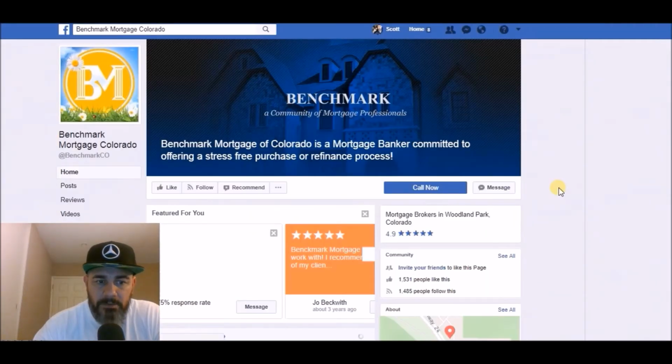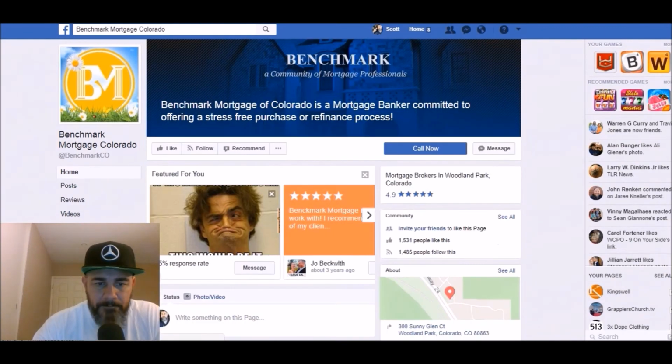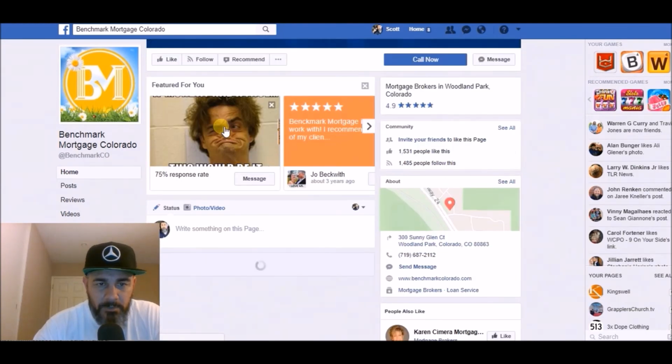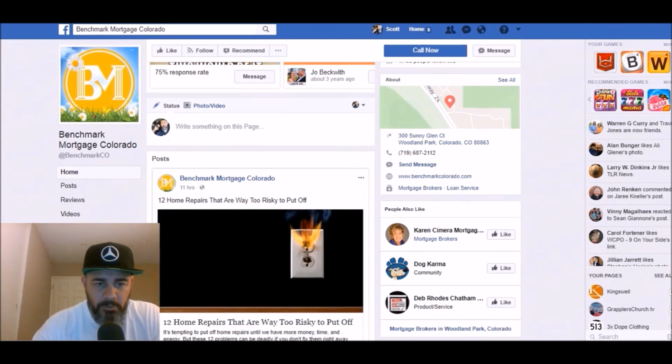Okay, so the page is starting to open up here. They're using something quirky and funny. Actually, I think Wyman, we talked about this with the computer page, trying to get something kind of funny up there, or scary or sad, something more viral. That's what obviously they're attempting to do. Here, obviously, starting off right away, we can see they're a mortgage company, but great information: 12 home repairs that are way too risky to put off.